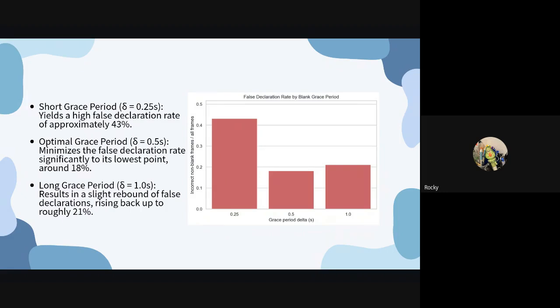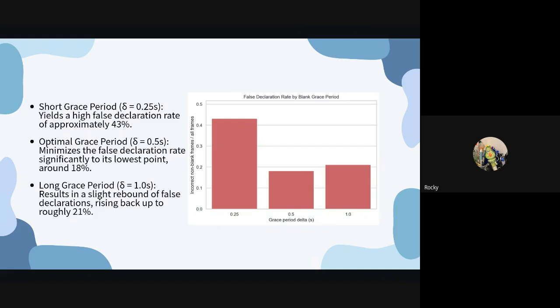However, when we increase delta to 0.5 seconds, the false declaration rate drops significantly to its lowest point at 8%. Interesting. Further increasing delta to 1 second causes a slight error rebound back up to 21%. Therefore, we can conclude that a 0.5 second grace period provides the optimal trade-off, reducing false declaration to 8% by giving a causal encoder sufficient time to resolve signal ambiguity.